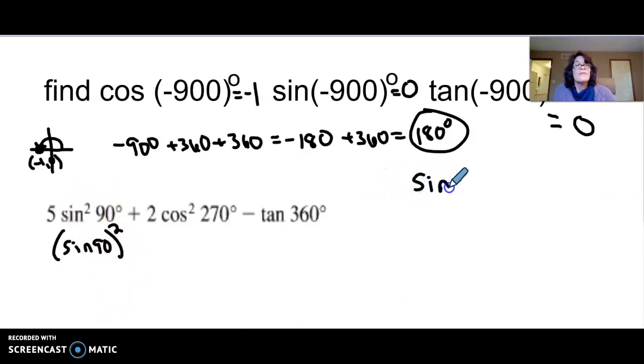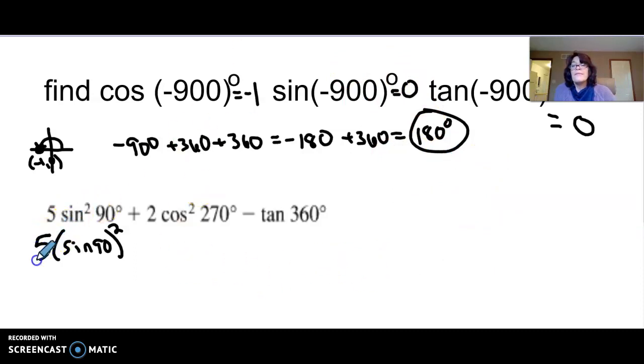You know why, guys? Because sometimes people write this and they square 90 and then take the sine. Okay, so this is what we mean when we say sine squared 90 degrees. We mean take the sine of 90 and then square it. It's a notation thing that you'll just have to kind of get used to.